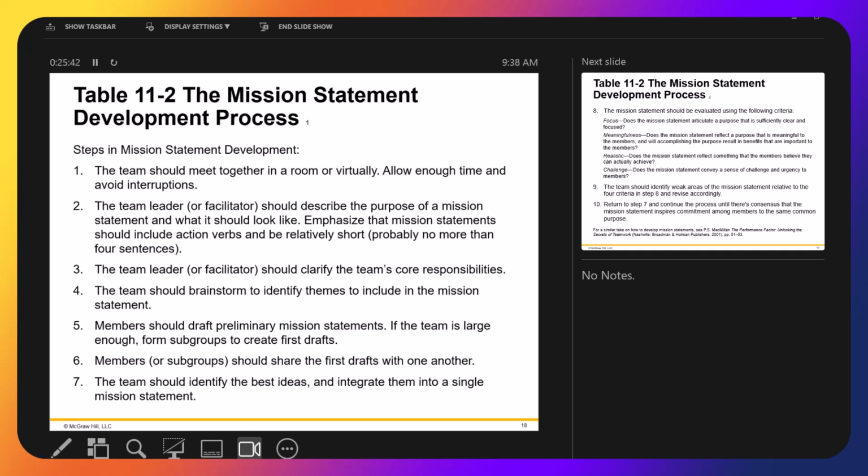The team leader or facilitator should clarify the team's core responsibilities. Who does what? You have to let people know who does what. One of the things you'll find, if you're talking about wasting time or lost time, is you have 2 people duplicating efforts or someone doing something they should not be doing. It should be actually assigned to someone else.